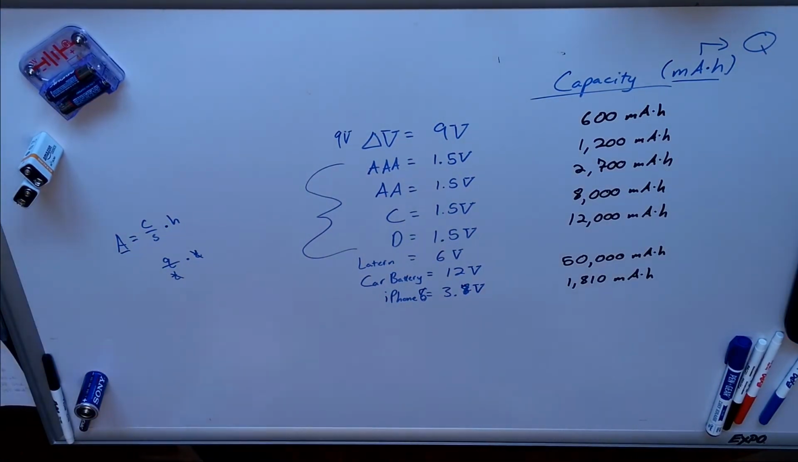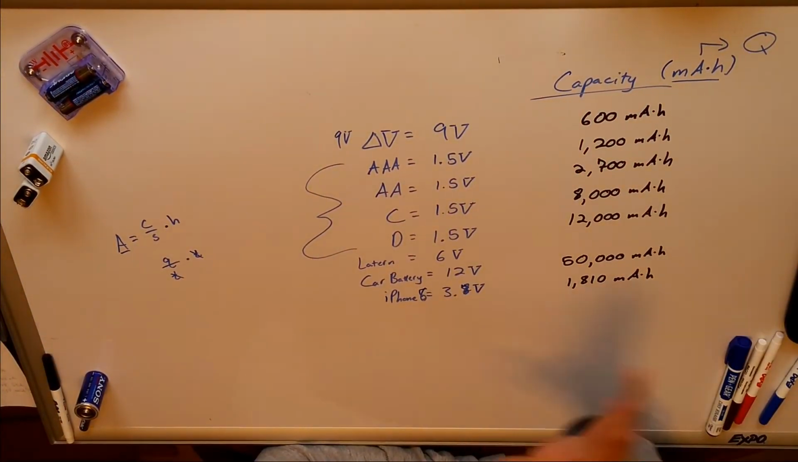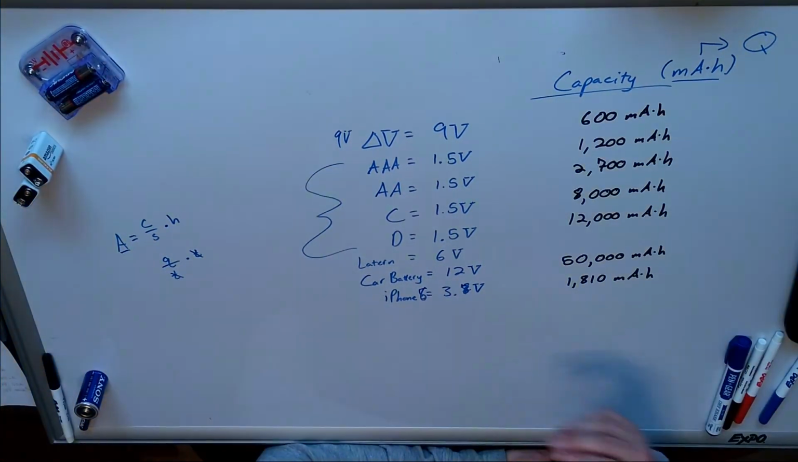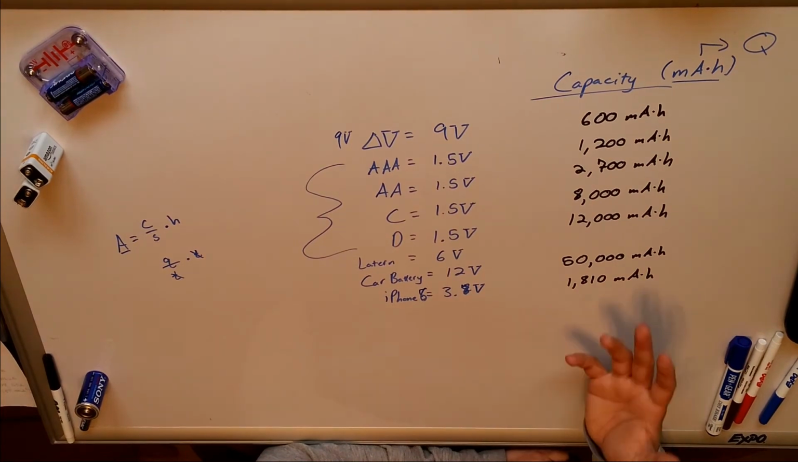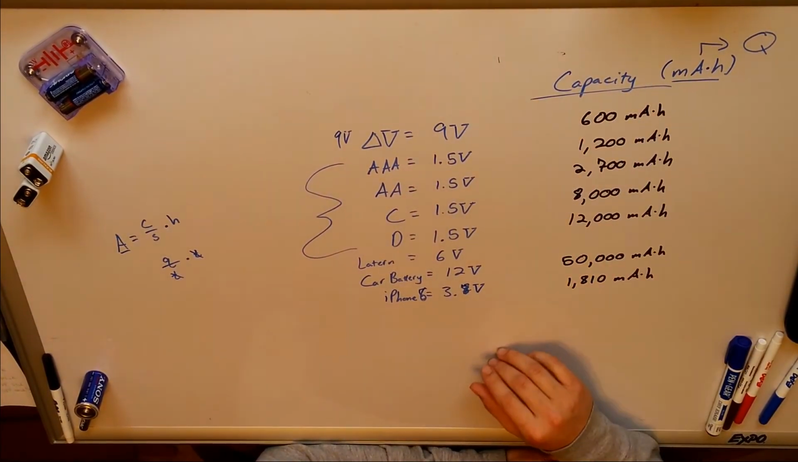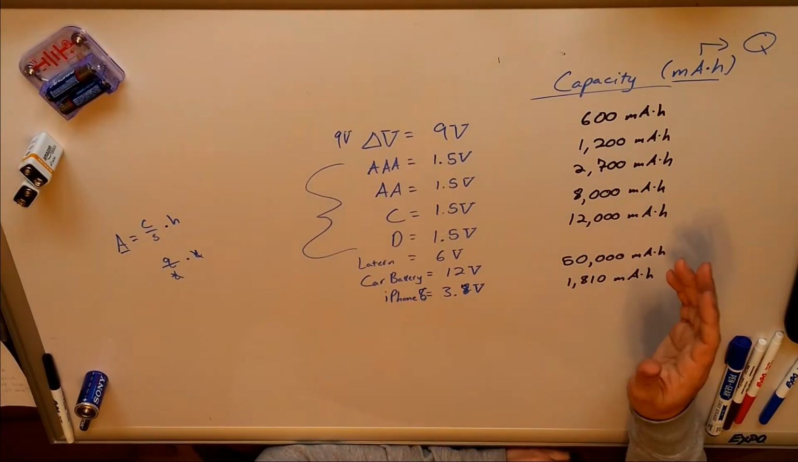Okay, I'm going to set this stuff aside, and let's play around with this and see what we can find out. First and foremost, a great way to understand these values is basically to say the following. For this 9 volt, it can supply 600 milliamp hours, which means if you are pulling 600 milliamps from it, a current, it will last for 1 hour.